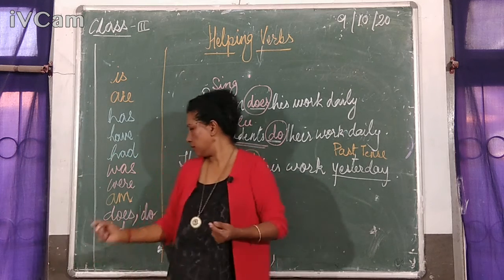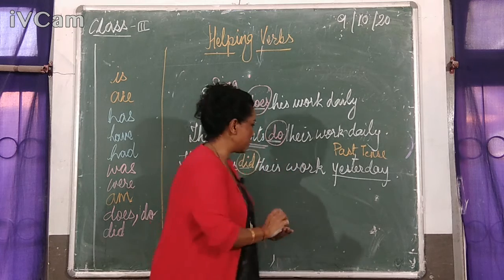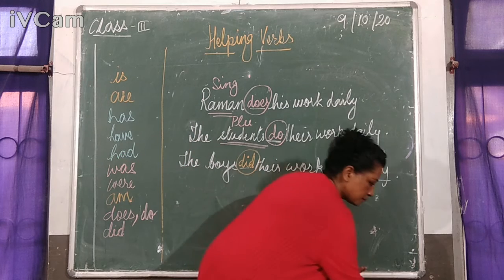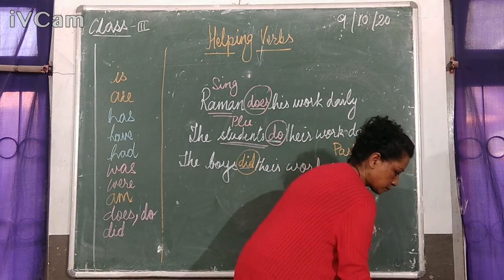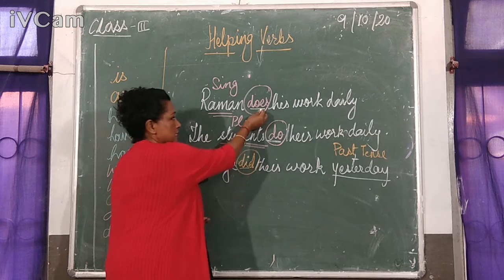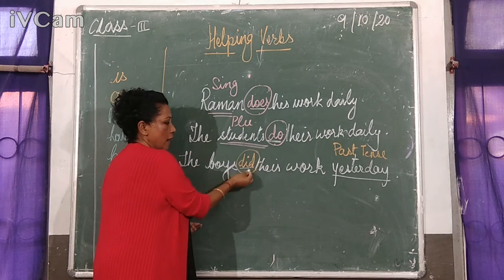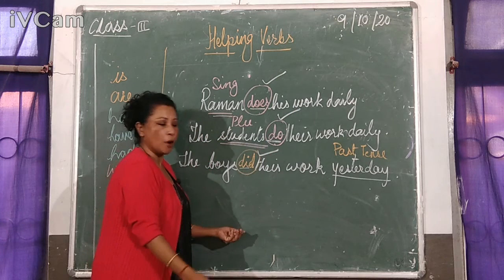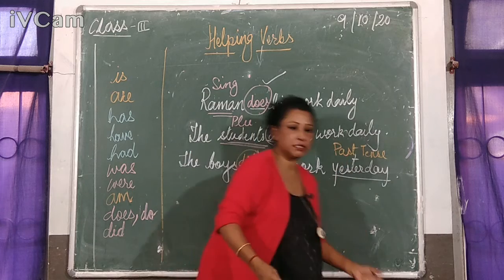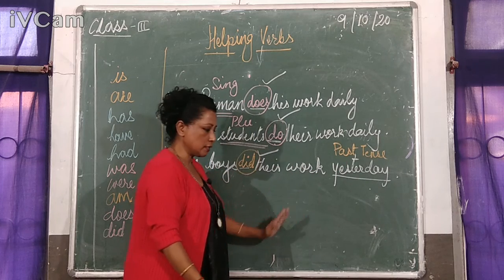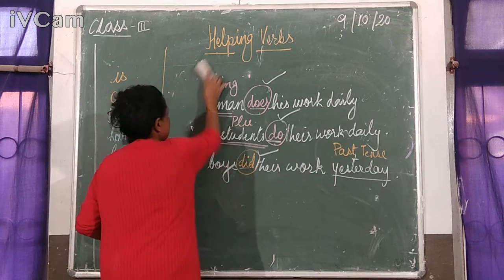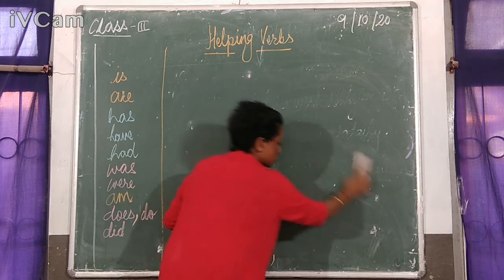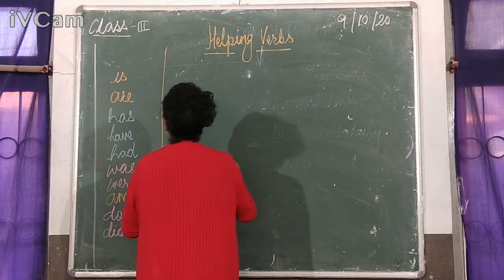So did is another helping verb. So these are the helping verbs, alright, children? So this do, does, do and did tell you about the work, some action being done by the people. Now I just want to explain in short, since there's no time.